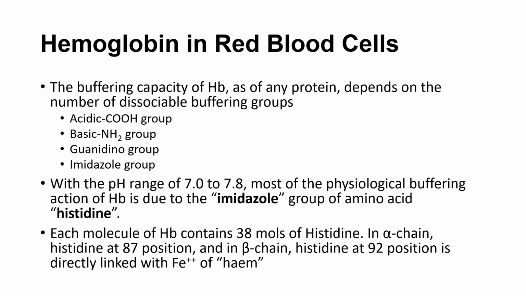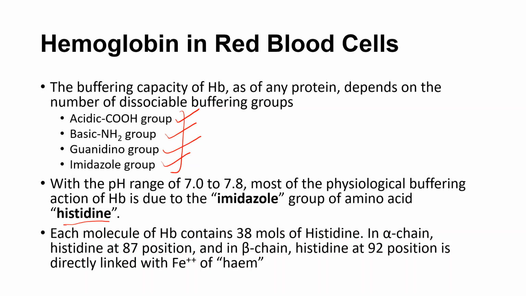And hemoglobin in red cells, the buffering capacity of hemoglobin, as with any protein, depends on the number of dissociable buffering groups. These are the different buffering groups. One is the carboxylic acid group, this is the amine group, the basic guanidino group, and the imidazole group. The imidazole group is very important as far as hemoglobin is concerned. Why? Because it is present on histidine, and it is one of the most important contributing factors that leads to the buffering system of hemoglobin in the RBCs.